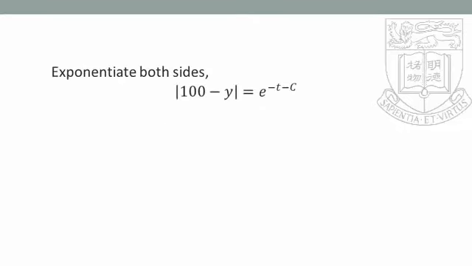We then exponentiate both sides. We get |100 minus y| on the left-hand side and e to the power minus t minus c on the right-hand side. We can then separate the constant c from the rest of the power such that the right-hand side becomes e to the power minus t, e to the power minus c. Since its absolute value is always greater than 0, the right-hand side must be positive. Therefore, the constant e to the power minus c is positive. The expression inside this absolute value can be positive or negative.